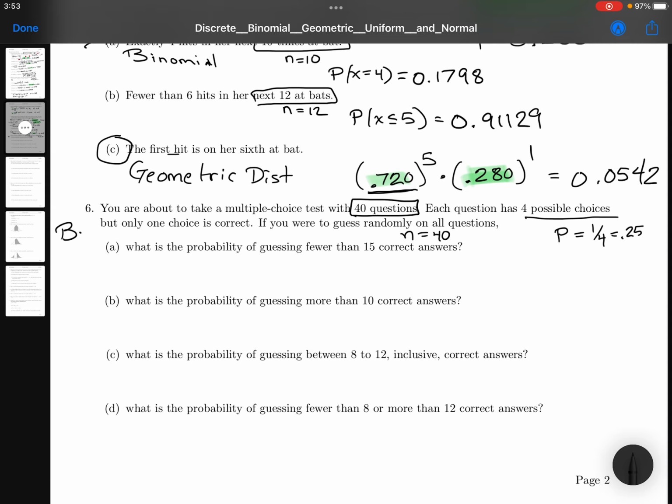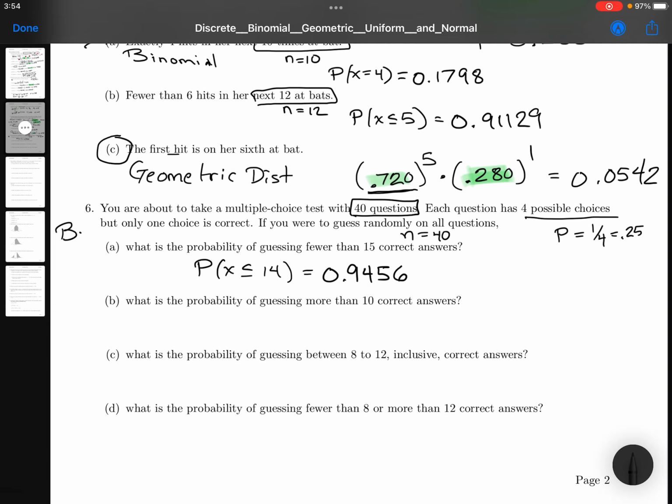All right, what is the probability of getting fewer than 15? So probability that x is less than or equal to 14. So we do a binomial CDF, 40 trials, 1/4 success, all the way up to 14 because it's fewer than 15 correct. And this is pretty high, right? High means close to 1.